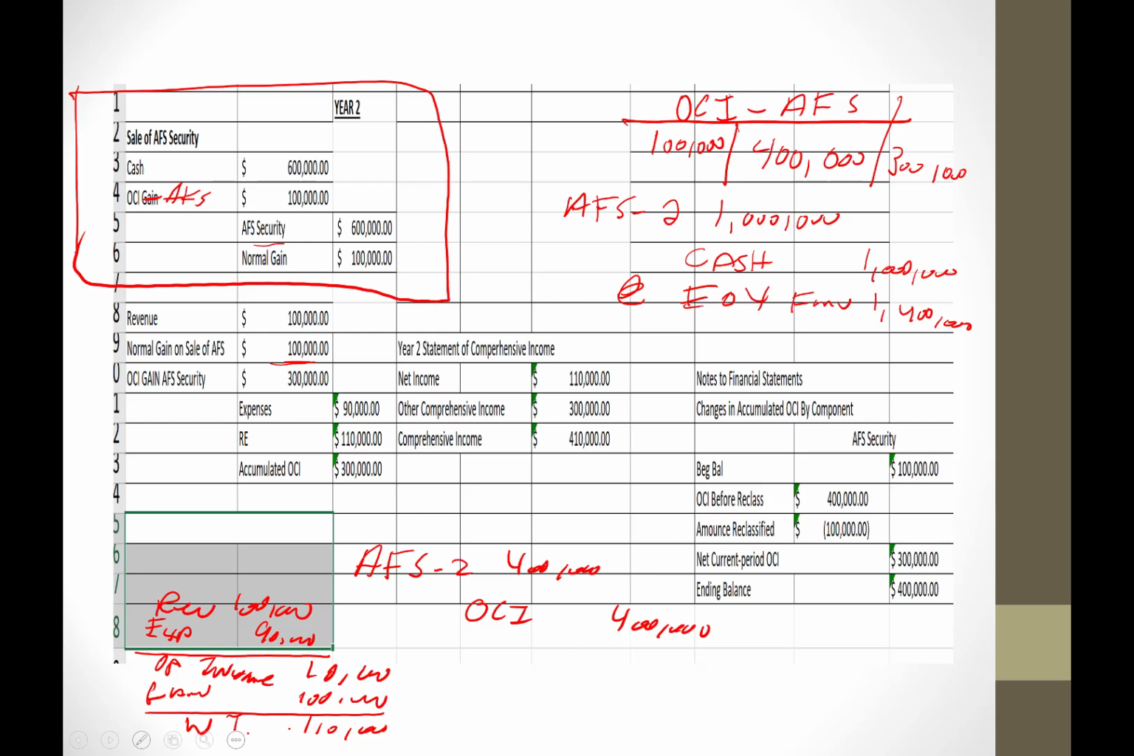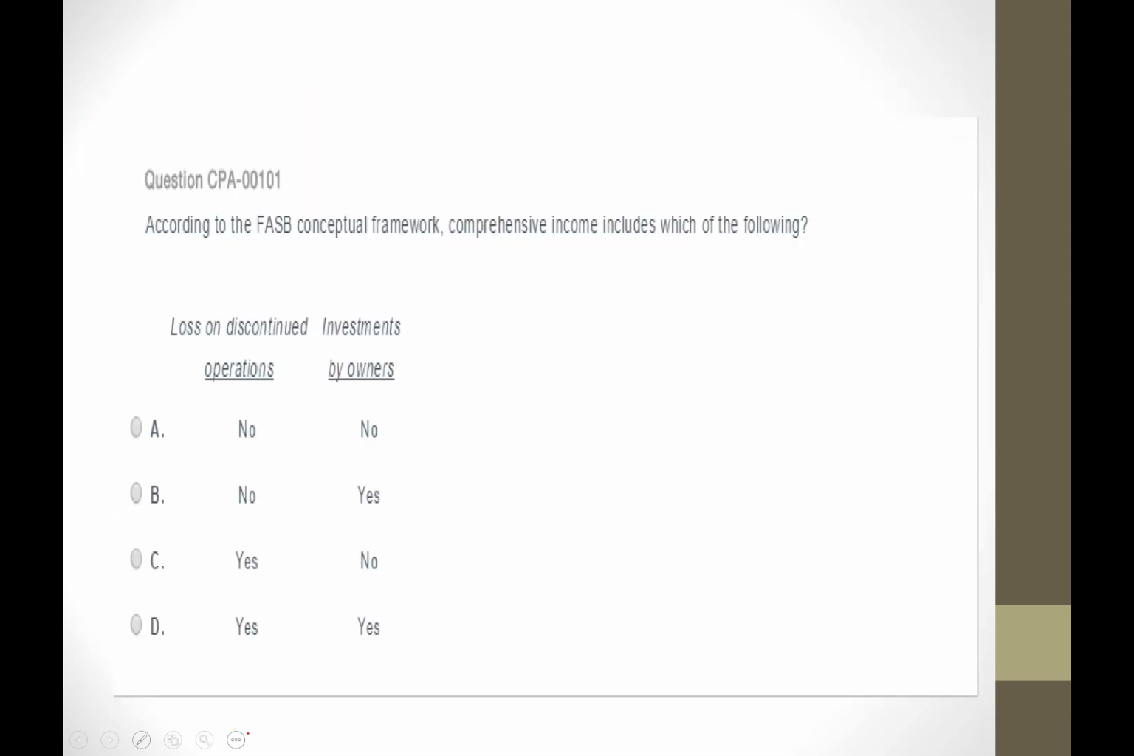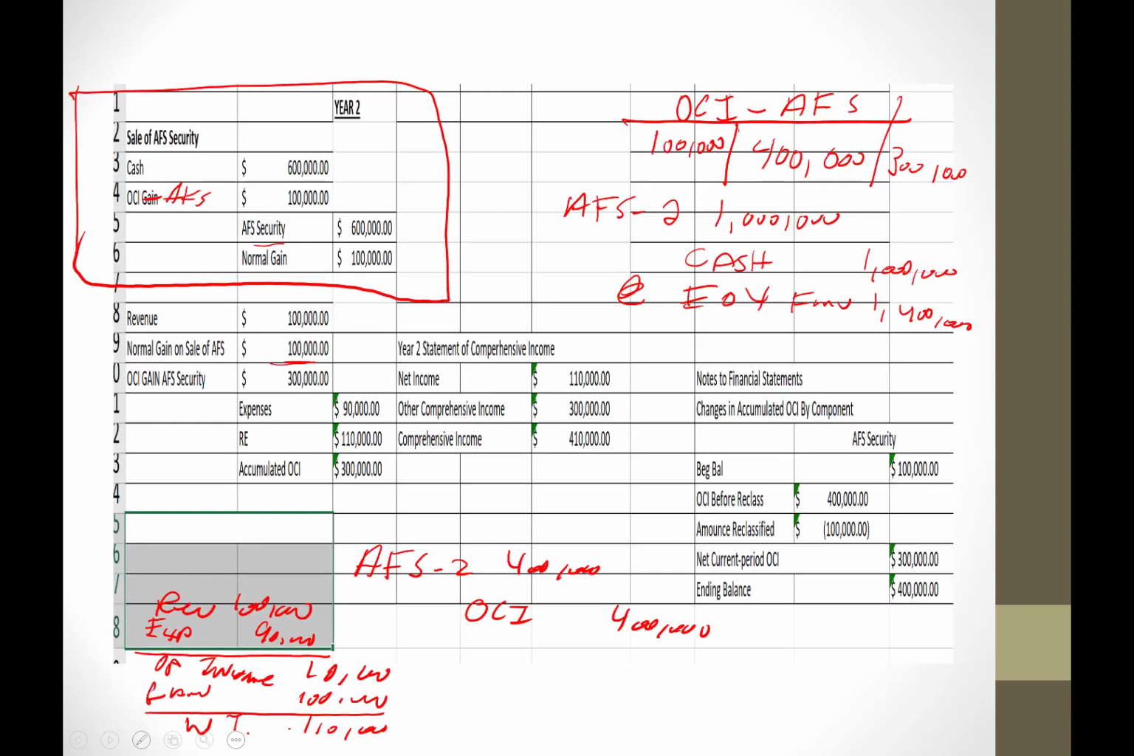And I show other comprehensive income. My other comprehensive income was what? Was 300,000, wasn't it? So I show that 300,000. So my comprehensive income is what? 410 for the period, right?